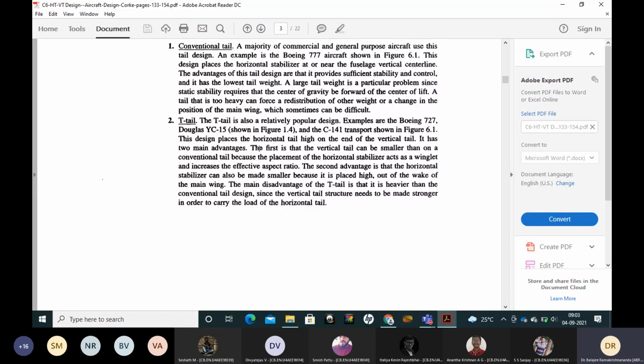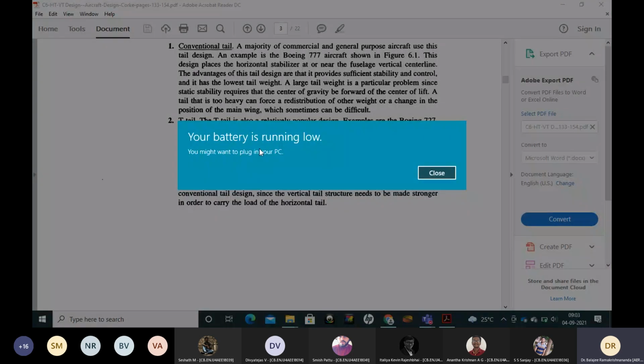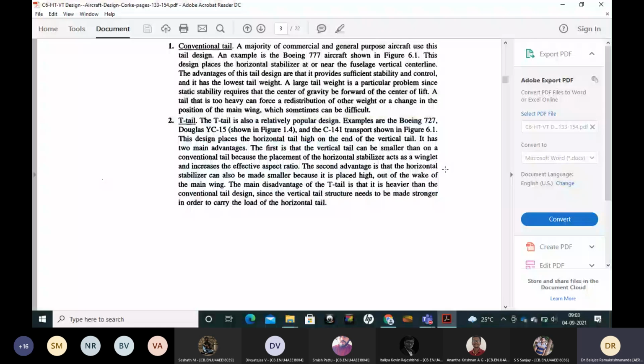T-tail. Usually the horizontal tail is affected by the wing location. The wake from the wing will affect the tail basically. So the tail should be placed out of the wing wake for maximum efficiency. If the horizontal tail is lifted above, then most of the time the wing wake will not be affecting it. As a result, you can have a smaller horizontal tail area. That is the advantage of T-tail.